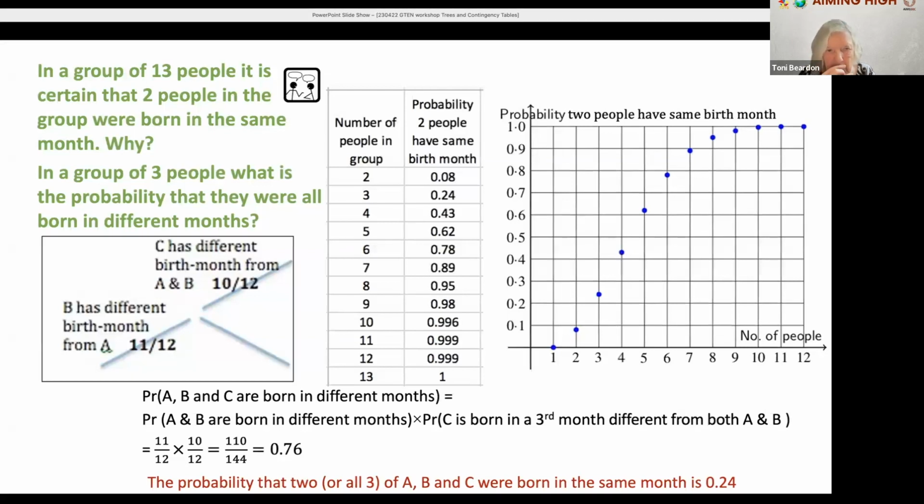Okay. And so just by repeating the same calculation over and over again, we see that as we put more people in the group, when we come to 12 people, the probability is almost 1. It is actually, to all intents and purposes, 1. But it could be that everybody in that group of 12 has a different birth month. And then with the 13th person, it's certain that there will be 2 born in the same month.